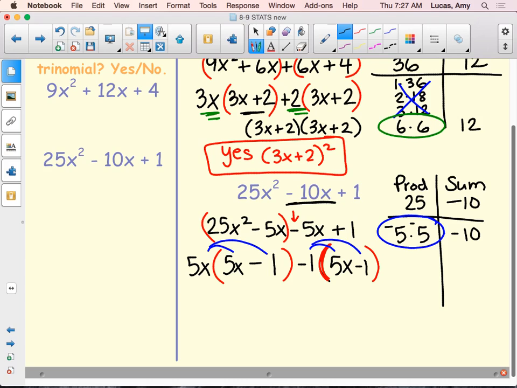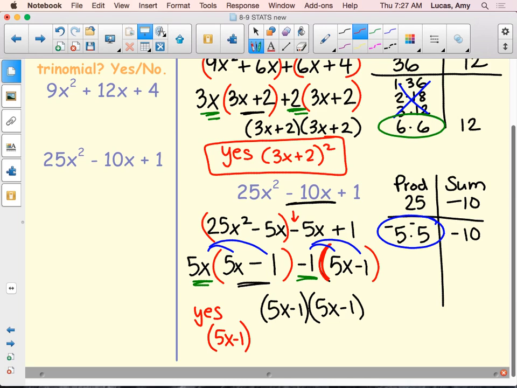Okay? Now I can write my binomials. So the first one from in my parentheses, and then the second one, what I took out as the GCFs, and they do match. So this one I'm going to say yes, it's a perfect square trinomial, 5x minus 1 squared. So both of these were perfect square.